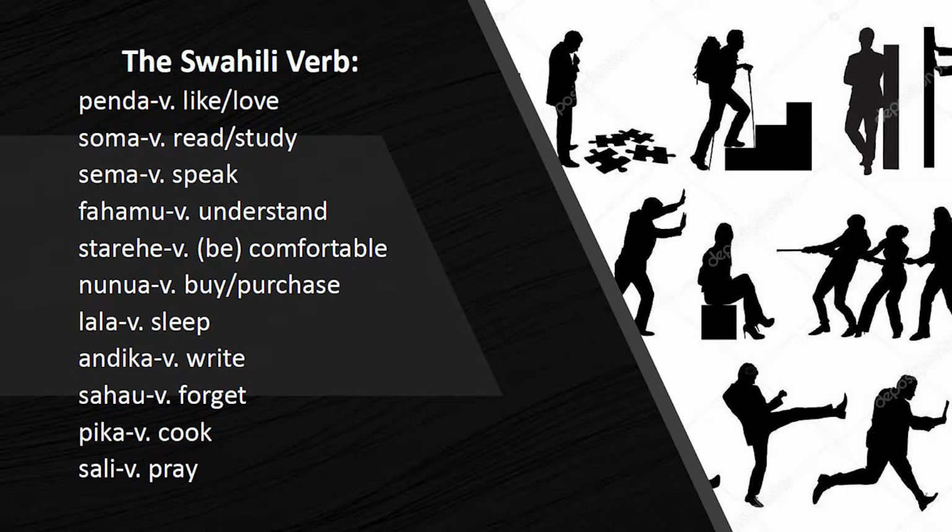Penda. Penda means like or love. Soma. Soma means read or study. Sema. Sema means speak. Fahamu means understand. Now, understand is different in the country of Kenya. In Tanzania, they use mostly fahamu, but in Kenya, they use eleza.